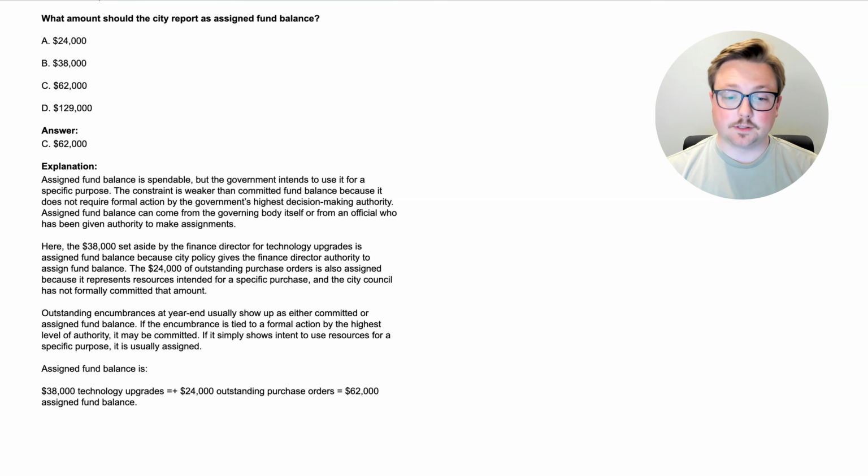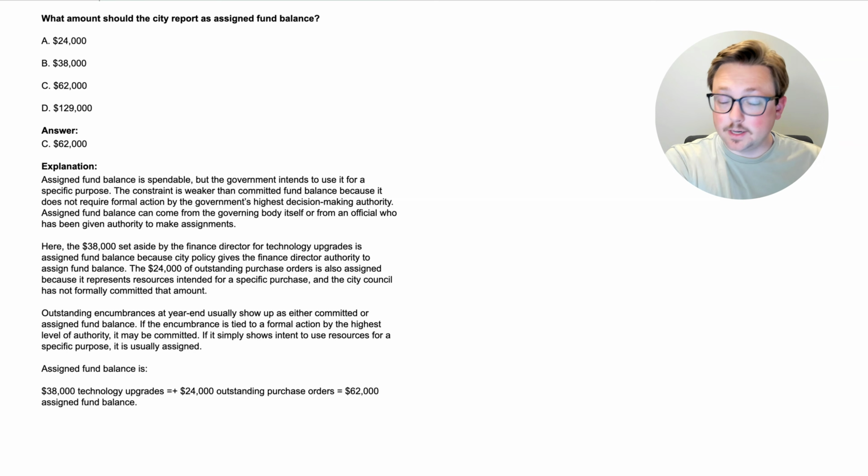The $24,000 of outstanding purchase orders is also assigned because it represents resources intended for a specific purchase, and the city council has not formally committed that amount. So there's a key difference there. Outstanding purchase orders, or things similar to it, will either be assigned or committed, but it depends on the level of the intended use.